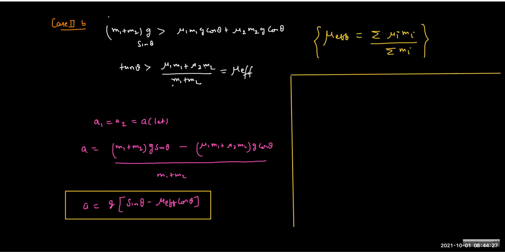So we'll come to the easier cases now. Case 3 is definitely if mu2 is less than tan theta and mu1 is more than tan theta. So now which one will move and which one will not move?